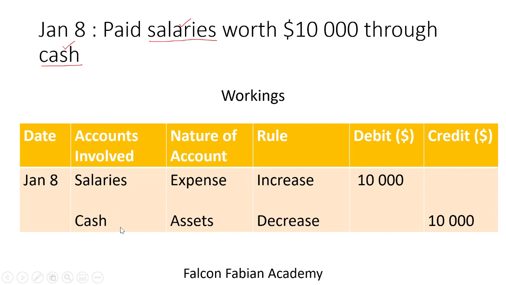Now the second account over here is cash. Cash is an asset. It is decreasing because you're paying salaries. And whenever there is decrease in asset, you credit that account. Therefore, cash account needs to be credited. So the two accounts are salaries and cash. Salaries is an expense. There is increase in the expense. So salaries account debit by 10,000. Cash is an asset for the business. There is decrease in cash. Therefore, cash account needs to be credited by 10,000.